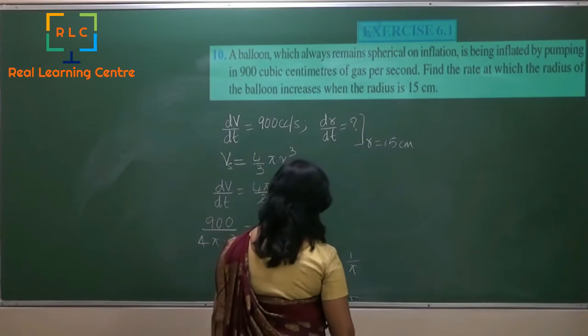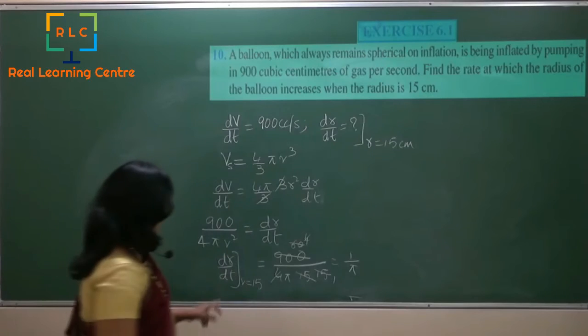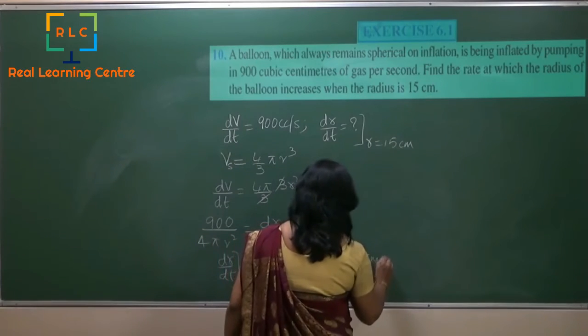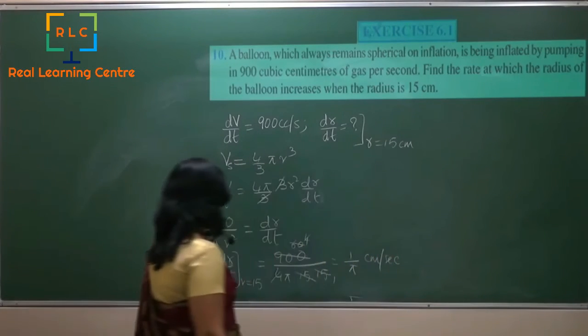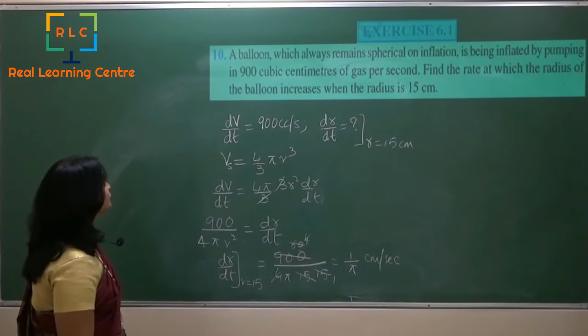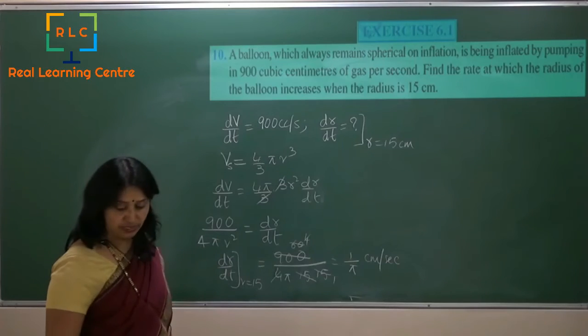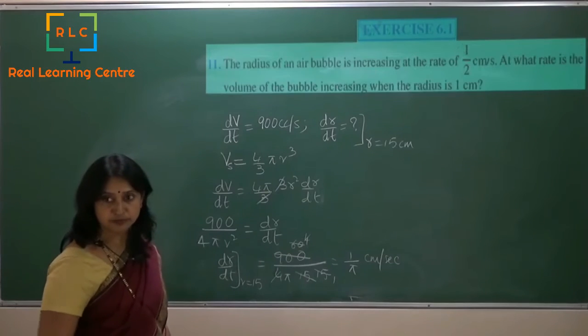1 by pi. What is the unit that I have to write, children? 1 by pi centimeter per second. This is the answer for this sphere problem at which the radius is increasing. We are done with this. We go to the next sphere problem.